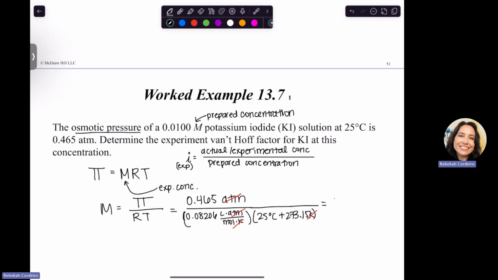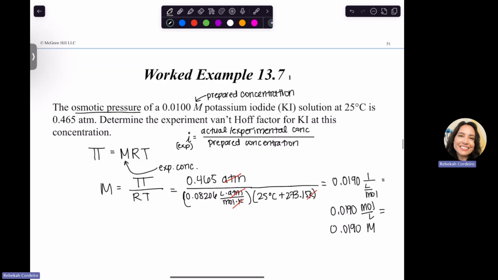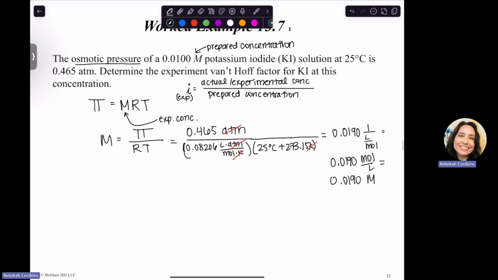So I will get 0.0190, and it's going to be 1 over liters over moles, which is equal to moles over liters, which is equal to molarity, right? If you divide by a fraction, you multiply by its reciprocal. So keep an eye on your units there, because it can really help you make sure you have the right numbers. This is our experimental.